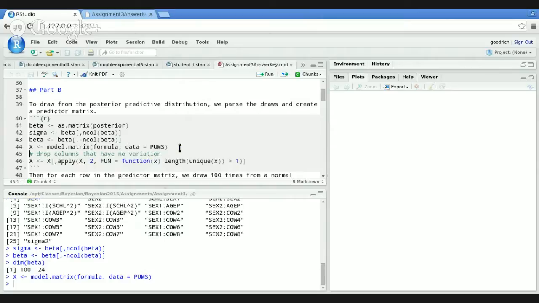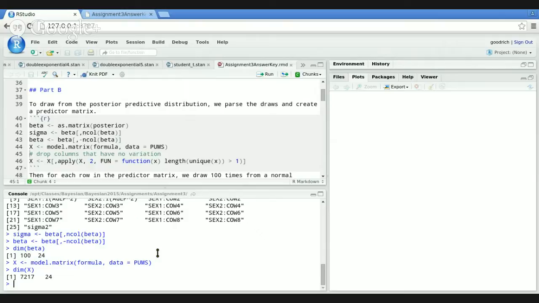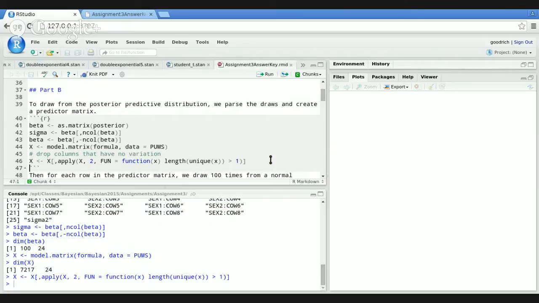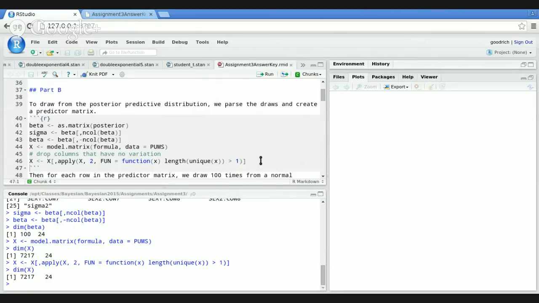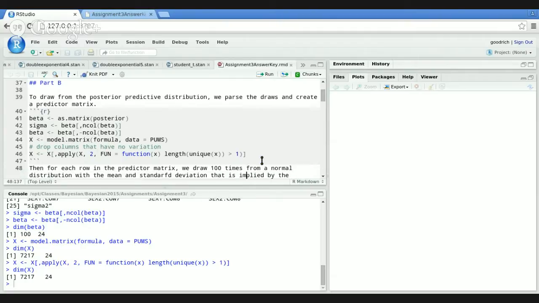I'll recreate my X matrix from this model. That is going to be something like 7,000 observations on people, 24 predictors. I think I have to get rid of some columns that don't have any variation, or maybe not for this state. That line isn't actually necessary for this state, but it might be necessary for some states if there are predictors that don't have any variation in them.